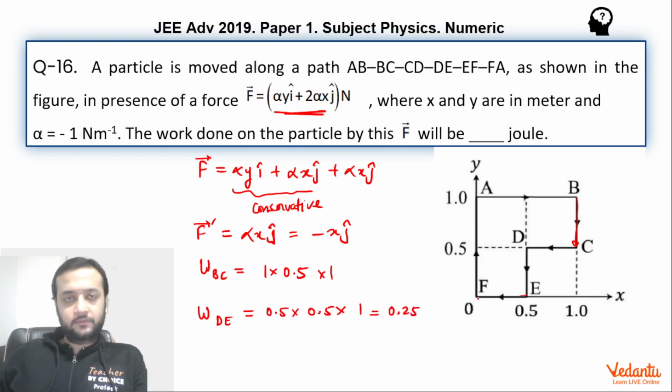And on this, again, force is 0. Sorry, work done is 0. So we can say that total work done will be 0.75 joules.